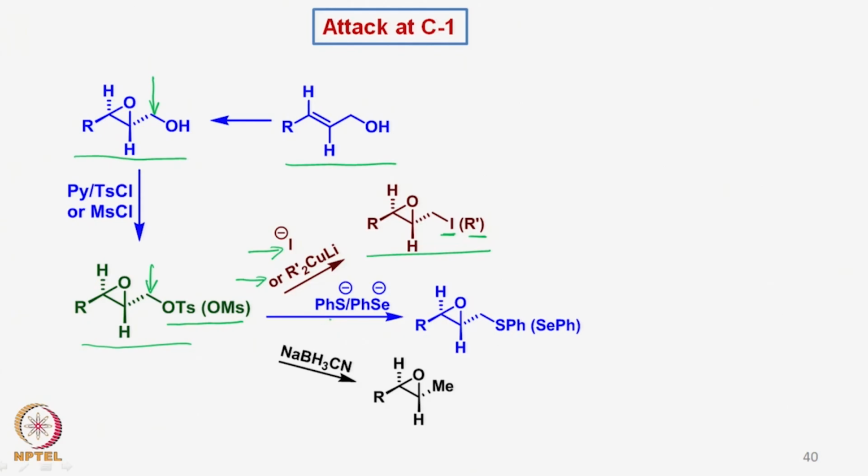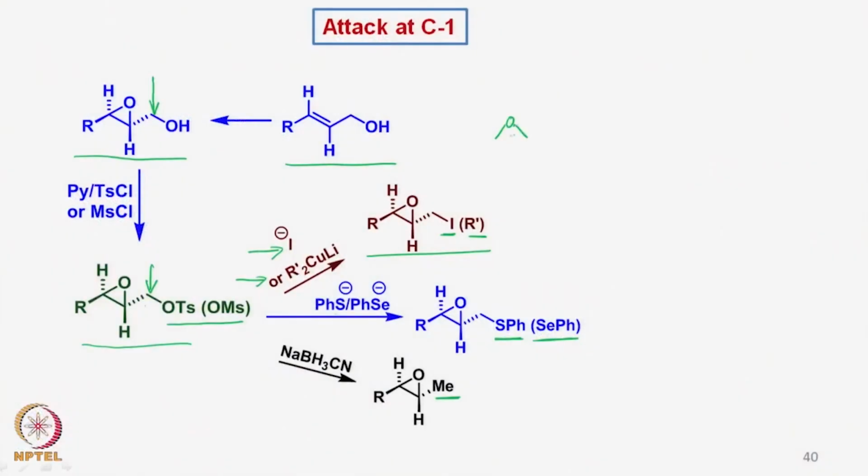We can also take relatively soft nucleophiles such as PhS minus or PhSe minus and introduce a carbon sulfur bond or a carbon selenium bond, or we can react it with sodium cyanoborohydride, and reduction takes place at the carbon center where the carbon tosylate or mesylate bond is there, and that leads to the corresponding methyl group to form. So this is how the reactions can be carried out at the 3 centers of the epoxide. As we discussed, we can carry out the reactions of this epoxy alcohol at this or this center, depending on how the reaction is carried out.